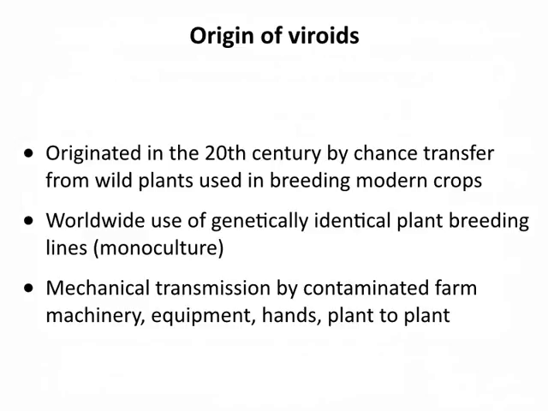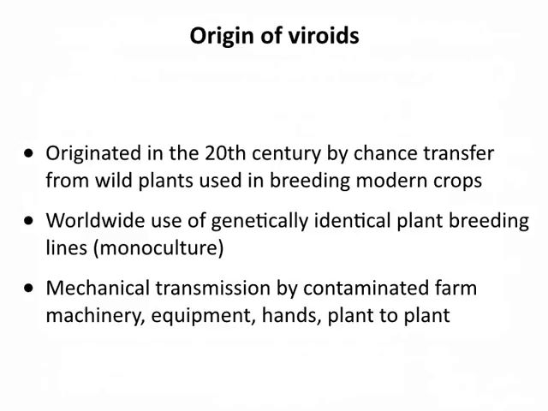But we think they originated in the 20th century, when a viroid from a wild plant somehow contaminated modern crop stocks. You know, in the last 100 years or so, we've depended on monocultures for plants. We have very few seed lines that give rise to the various plants that we grow for agriculture. And so at some point, not too long ago, one of these got contaminated. It got introduced into the field, and now it's very difficult to get rid of.